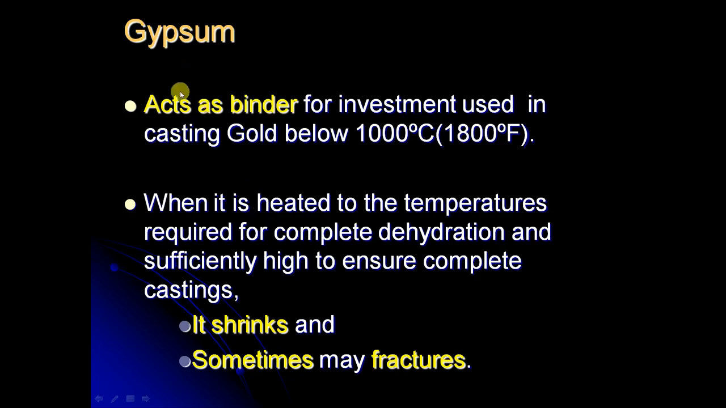Coming on to the gypsum, it acts as a binder, as I've already told you: the alpha hemihydrate is a binder. So it acts as a binder for the investment used in casting gold below 1000 degrees Celsius or 1800 degrees Fahrenheit. When it is heated to temperatures required for complete dehydration and sufficiently higher, it shrinks and sometimes may fracture.